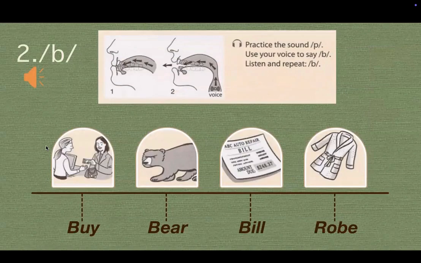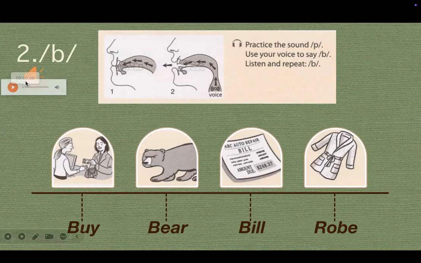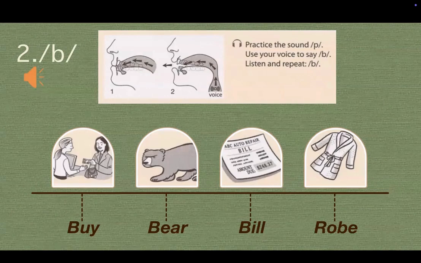Now we have the voiced consonant sound B, B. To practice this sound, you practice the sound P. However, you will use your voice to say B, B. Now listen and repeat the voiced consonant sound B. We have this sound in these words. Listen to this: buy, bear, bill, robe. Listen again: buy, bear, bill, robe. We already listened to the voiced consonant sound in the words buy, bear, bill, drop. Again, buy, bear, bill, drop.